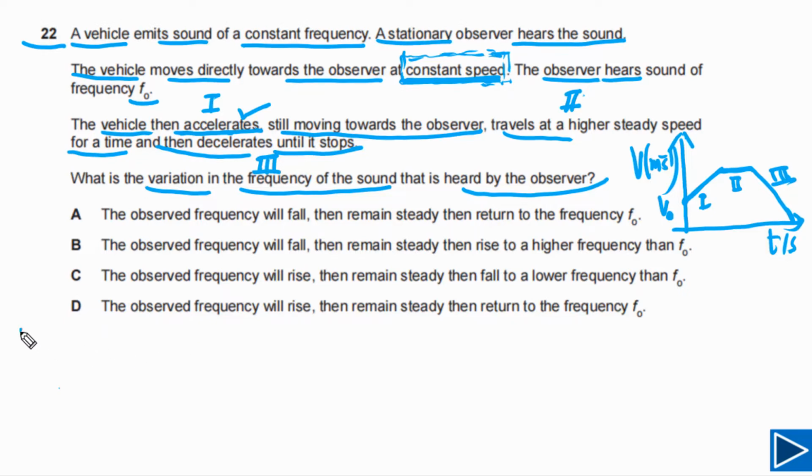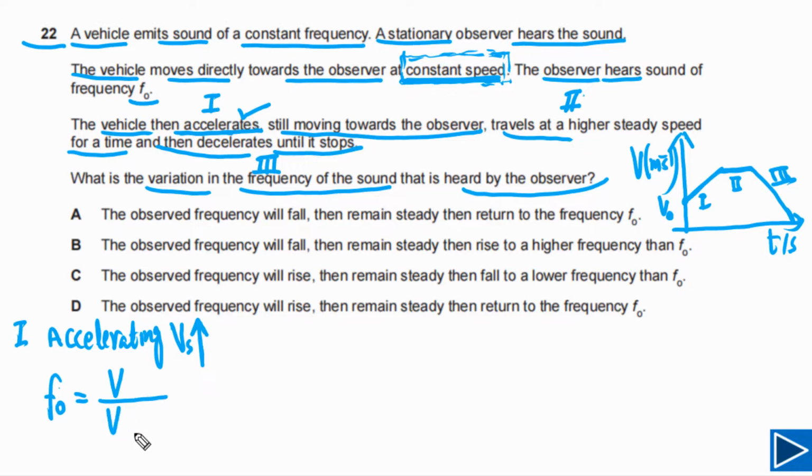Now we will look at all these cases one by one. First of all, we will discuss when the car is accelerating. I will simply write down here: when the car is accelerating, the speed Vs, the speed of the vehicle, meaning the speed of the source, is increasing. Now we can use the Doppler equation. F observed is equal to the speed of the wave, meaning the speed of sound, divided by the speed of sound minus the speed of the source, multiplied by the frequency of the source.